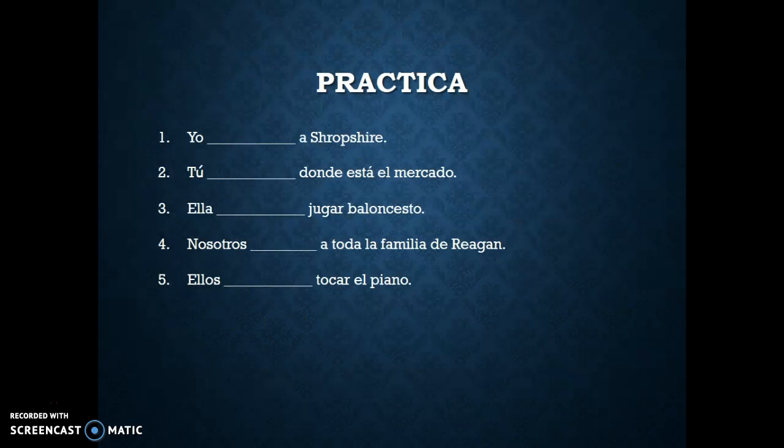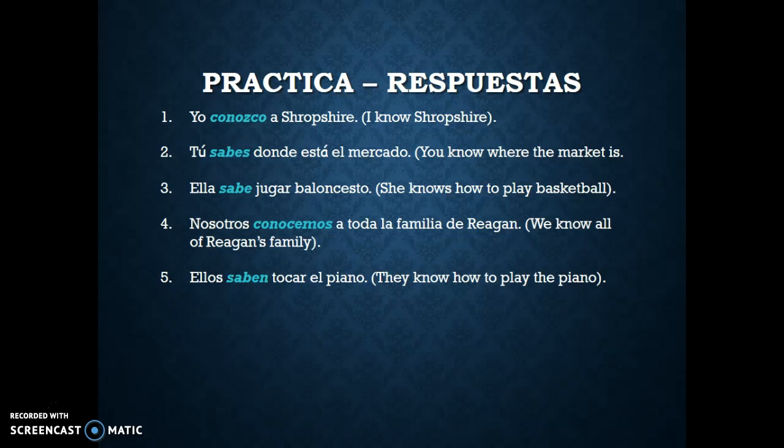So here's some práctica. You don't have to do this if you feel like you have it, but go ahead and do some just for some práctica if you would like. So fill in the blank. How would you say, como se dice, I know Shropshire. You know where the market is. She knows how to play basketball. We know all of Reagan's family, personally. They know how to play the piano. So pause the video and do that, but here are the respuestas.